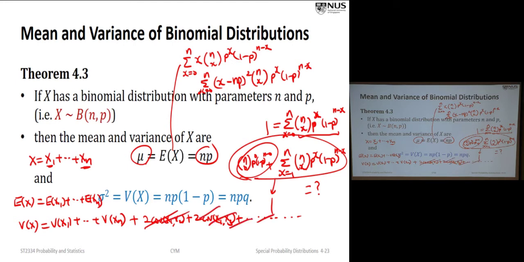So what is this? The variance of a Bernoulli distribution. Look at your notes, just a few pages back. This is p times 1 minus p. Each of them is p times 1 minus p, so altogether it is n times p times 1 minus p. It's just an exercise, all right?